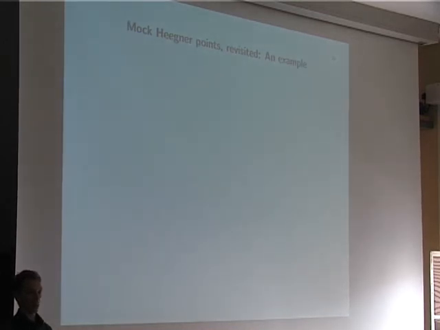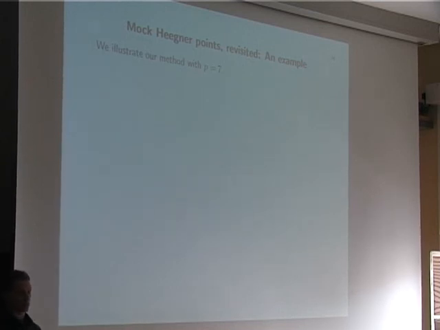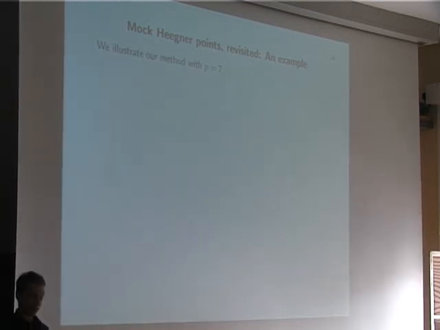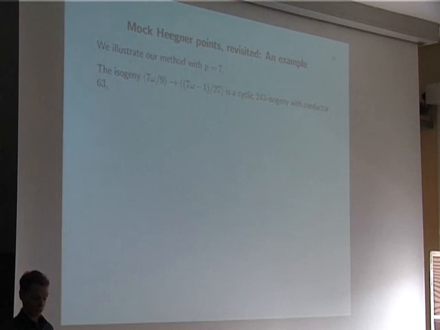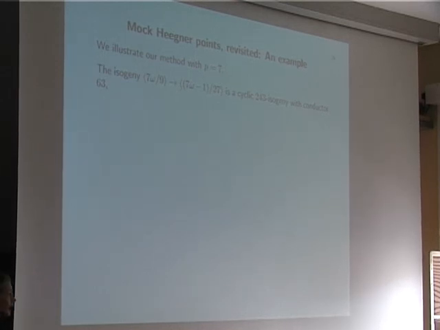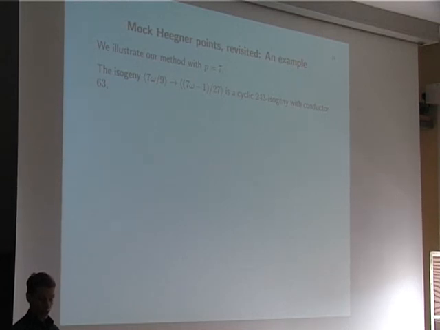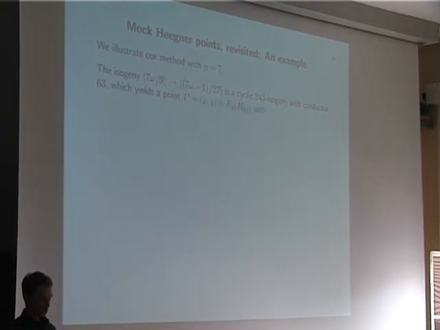Instead, let's do an example. So let's show you how this really works for p equal to 7. So I failed with x naught of 27, but maybe I will succeed here. So first of all, I write down a cyclic 243 isogeny. And as conductor, 9 times 7 is 63. So I think we're used to this now.